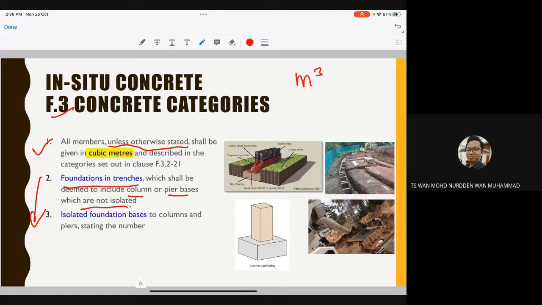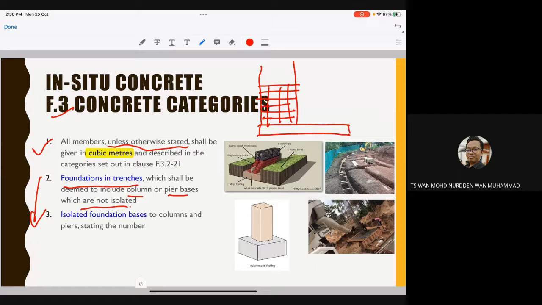Okay, katakanlah you ada foundation. Biasanya foundation in trenches ni ke atas akan ada brick wall kan. Okay, brick wall. Brick wall lah. Salah big wall macam tu, tapi saya cakap this is big wall lah.